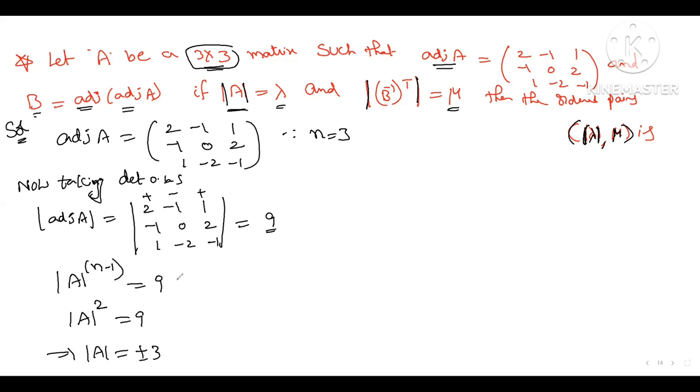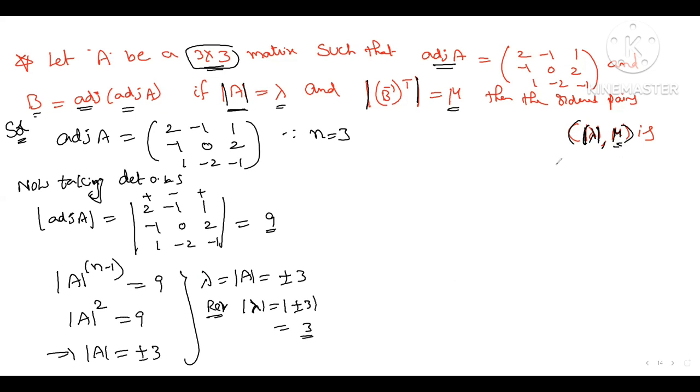But delta A value from statement, what is given? Lambda is equal to delta of A is equal to plus or minus 3. But required here is modulus of lambda. Modulus of lambda is equal to modulus of plus or minus 3. What we get here? 3 only.